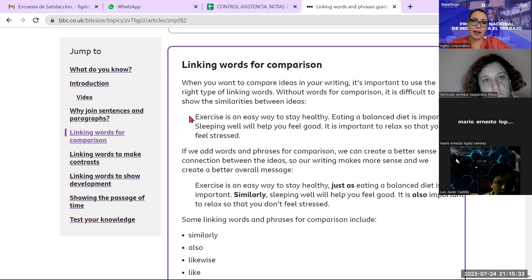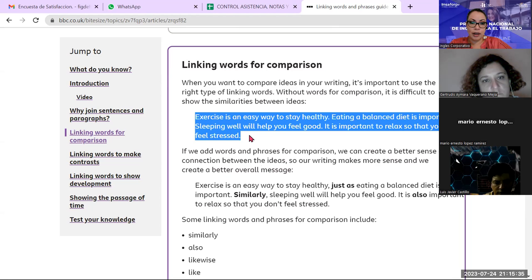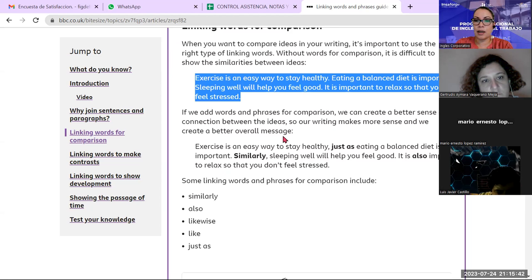Vean cómo se ve diferente. Aquí no tenemos ningún connector. Solo son ideas como oración, oración, oración. Entonces es como que igual se puede uno perder y no suena tan bien. Eso es too basic. Es demasiado basic.